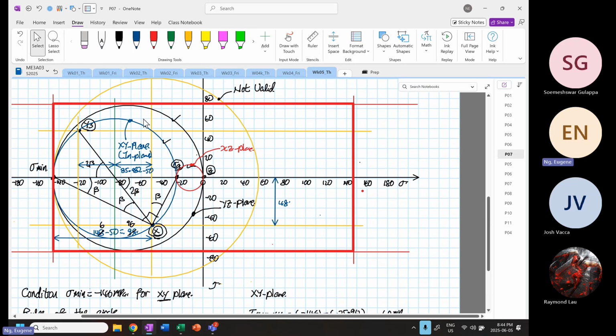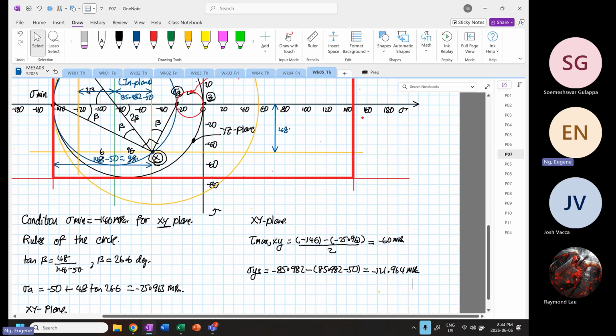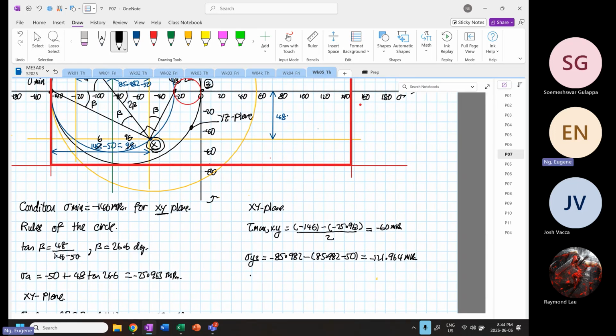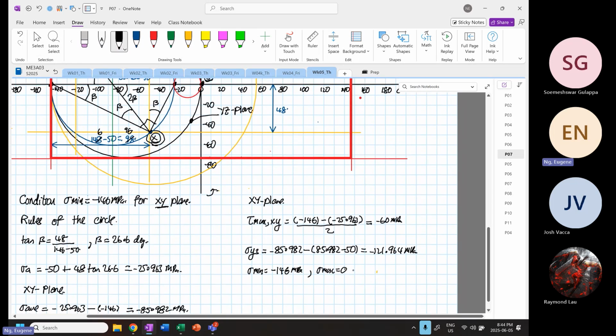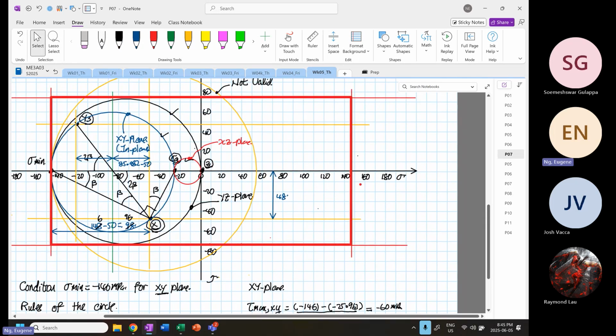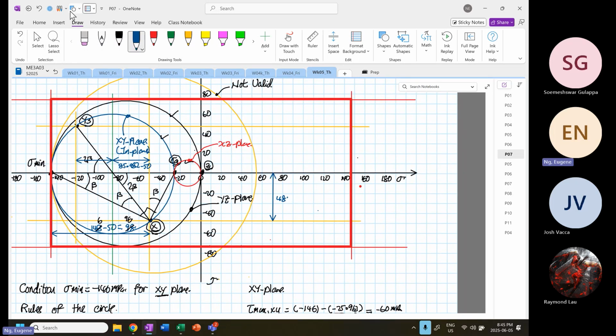Okay, this is valid because, why is this valid? Because of stress min is equal to minus 146 megapascal, right? Stress max is equal to 0 because this is 0 over here, right? And our tau max is equal to 73 megapascal, right? Because the distance, right? If I'm going to draw the line, this distance over here, right? This distance corresponds to 73 megapascal.